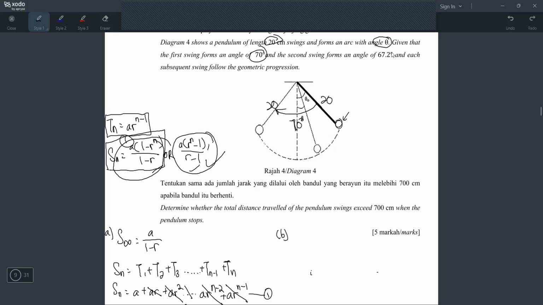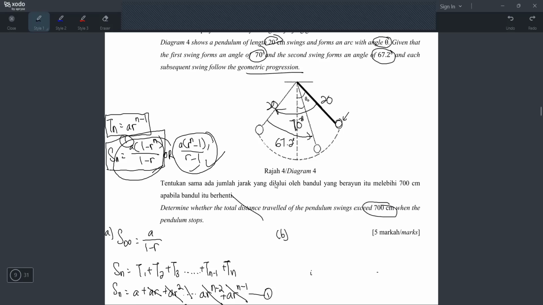And then the second swing forms 67.2. So when he lets go here, it will swing 70, but when it swings back, it only swings until here, right? Because it has lost energy already. So maybe the 67.2 is here. And then when it swings back, it will not reach here anymore. It will be even less, until it stops. And then each subsequent swing follows a geometric progression. Okay, so the angle is decreasing. Determine whether the total distance traveled of the pendulum swing exceeds 700 cm when the pendulum stops.